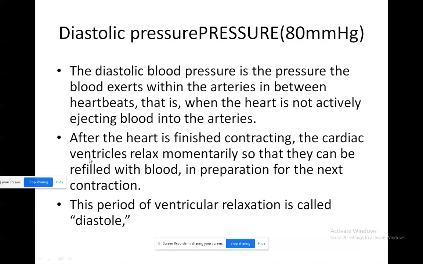After the heart finishes contracting, the cardiac ventricles relax momentarily so that they can be refilled with blood in preparation for the next contraction. So contraction, expansion, contraction, expansion. These two are achieved alternately, and the diastolic pressure and systolic pressure will be measured. This period of ventricular relaxation is called diastole.